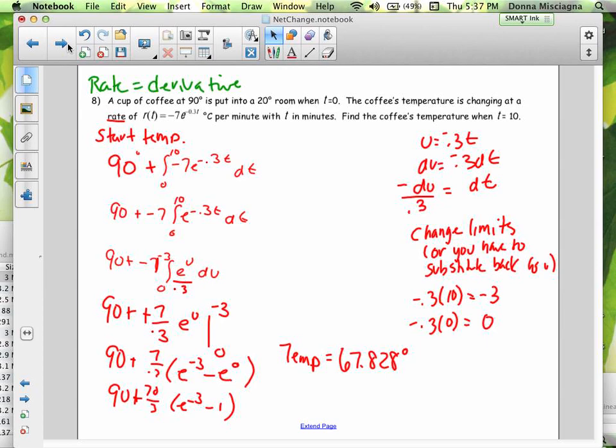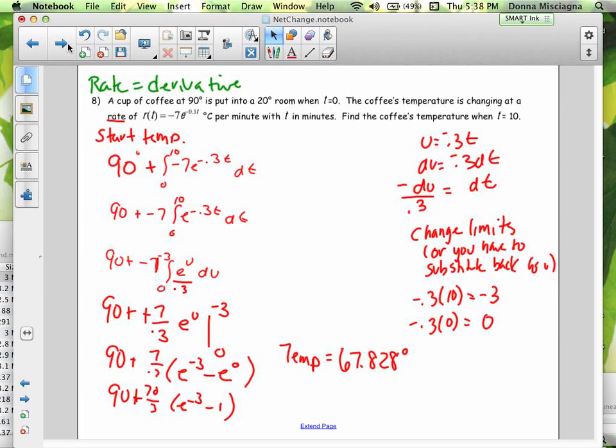Notice that I pulled out that negative 7. When I do the u-substitution, I pulled out the 3 as well, and the negative. You can't really see the negative, but it's that dot next to the 3. So the two negatives will cancel. Now I have 90 plus 7/3, and we integrate e to the u, which is e to the u.